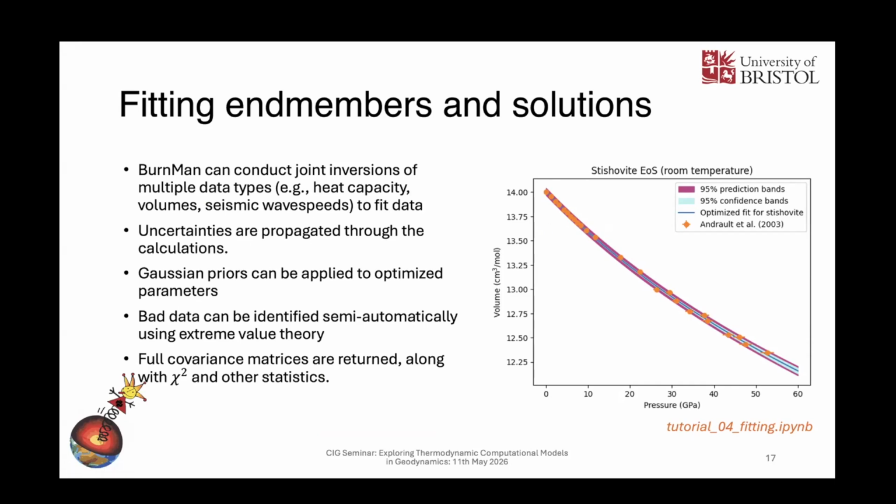You can take any data that you like, whether that be volumetric data or heat capacity data or thermal expansivity data, put them all into a package and ask BurnMan to give you the best fitting equation of state with propagation of errors all the way through those calculations. We can identify bad data using extreme value theory. We return the full covariance matrix along with chi-squared and other statistics to hopefully give people confidence that what they found is of high quality.